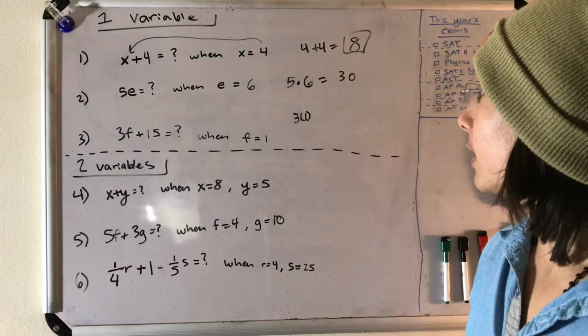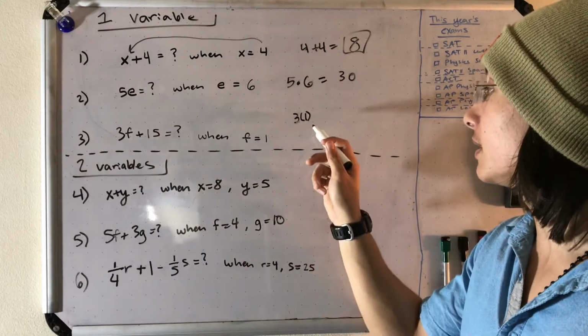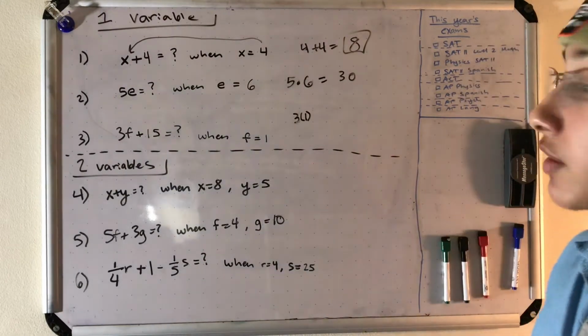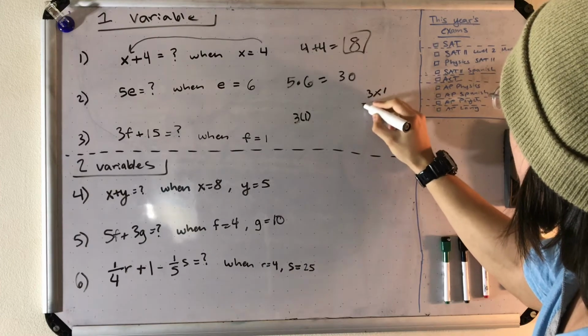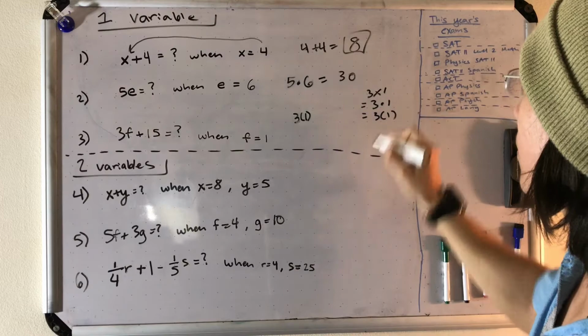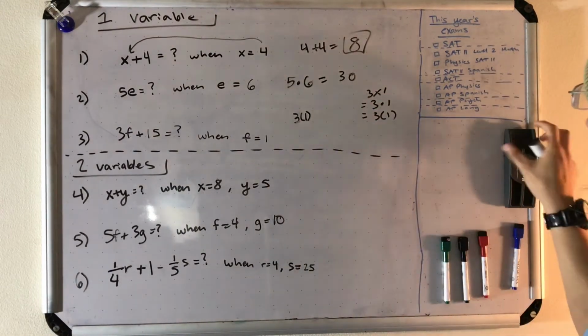3 times 1. And again, by the way, these parentheses around the 1 mean the same thing as this multiplication. It's just different ways of writing it. So 3 times 1 is equal to 3 times 1, which is equal to 3 times 1. Those are just different ways of writing it. So let me get rid of that.